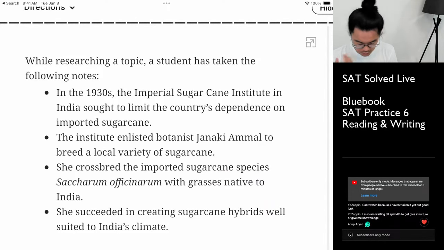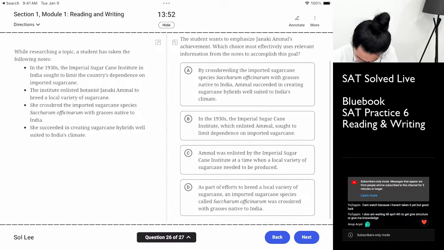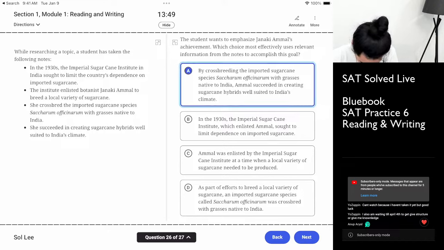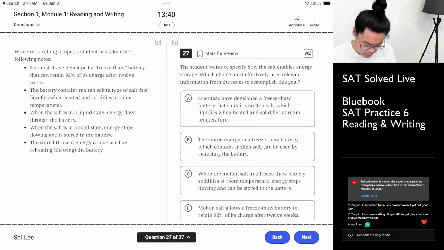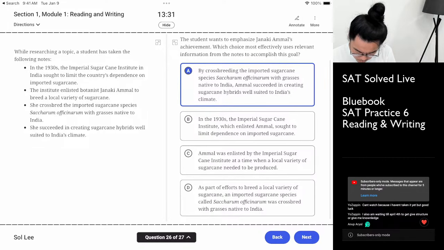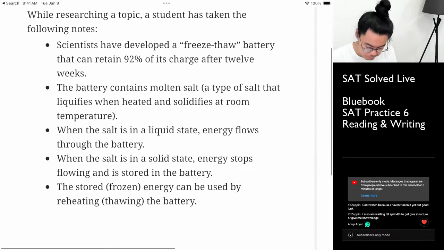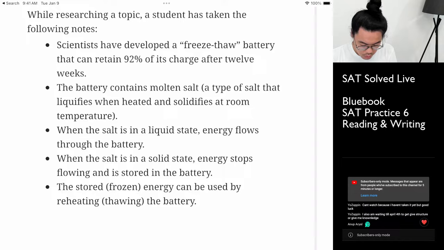Sugarcane Institute, limit dependence, botanist, breed, crossbreed, hybrids for India. Okay. Emphasized that she successfully created, that focuses on the successfully created. Just double checking the rest of the facts. Crossbred the imported sugarcane species. Okay, I don't even need to look at B, C, D for that one. All right, actually, let me just double check. Emphasize the achievement, that's correct, right? I'm being a little bit more cautious. I have the time anyway. I really wanted the success there, and I didn't see the success in B, C, or D. Following notes.